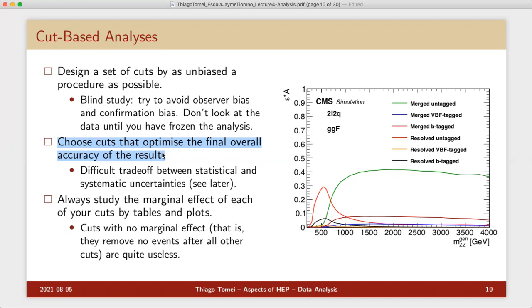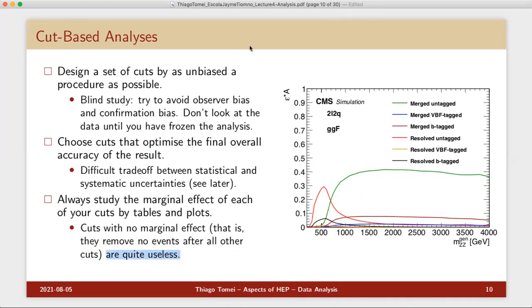So the key thing is that you always have to study the marginal effect of your cuts by tables and plots. You always have to see, okay, what is this cut actually doing? Cuts that have no marginal effect, so if together with all the others, they don't remove any event, they do nothing because all of the selections that they were to make are already done better by other selections, they're useless, so you should remove them.